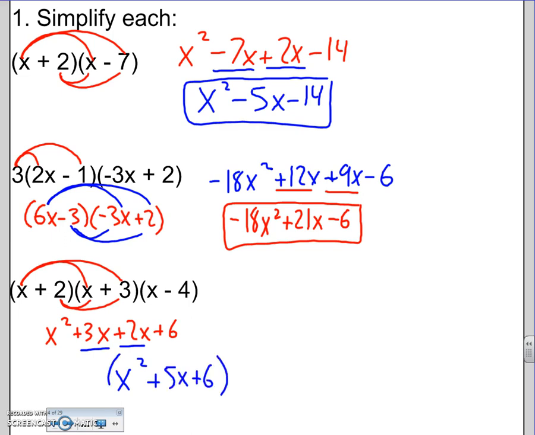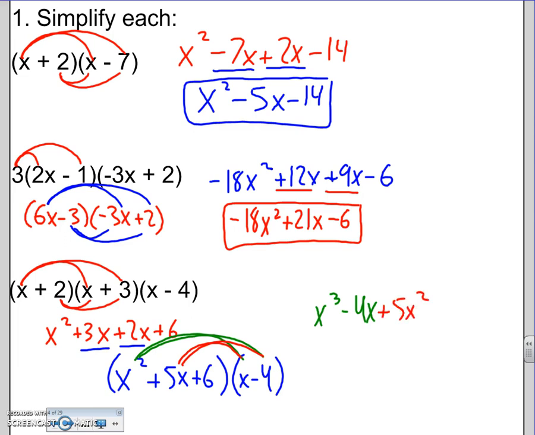That's my new first thing, and I now have to multiply that by x minus 4. So here I'm going to have to triple distribute. So I'm going to do this x squared times both of these. I get x to the 3rd power minus 4x squared. Then I'm going to do this next one. I'll just change colors, make it easier for you to see. 5x times x is 5x squared, positive. 5x times -4 is -20x.